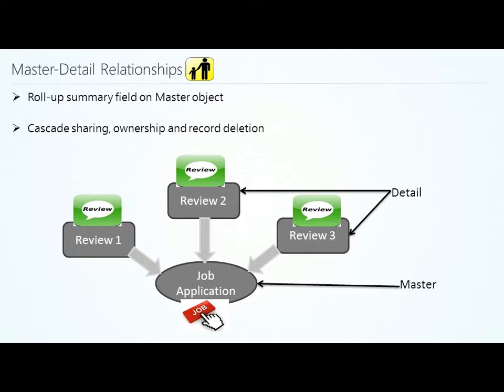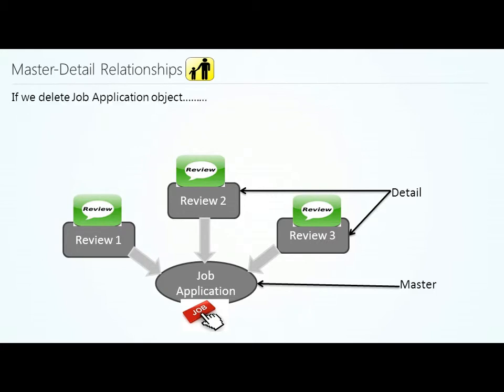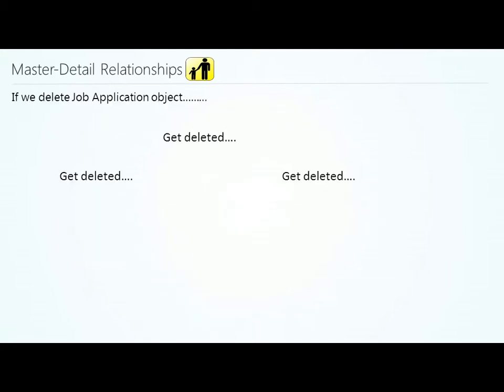Let's see what happens. Here job application is the master object and review is the detail object. If we delete the job application object, what happens? Let's see. If we delete job application, the associated detail also gets deleted. This is another advantage of master detail relationship.